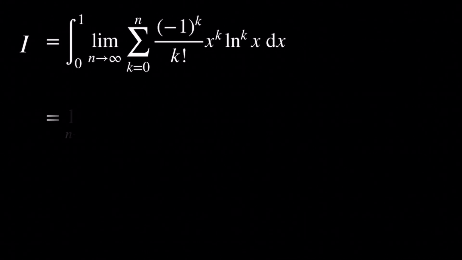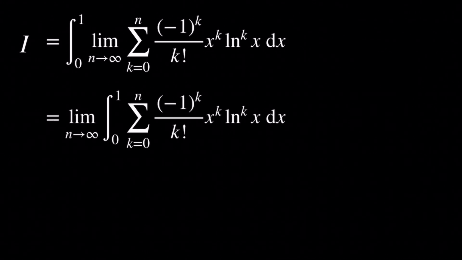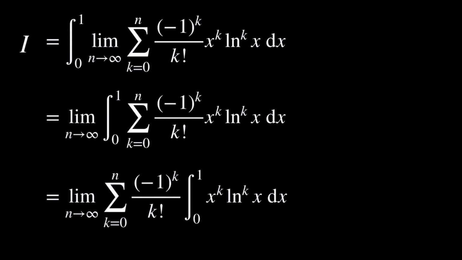So the limit goes outside of the integral, and we get the limit as n goes to infinity of the integral from 0 to 1 of a finite sum. Now, we have a finite sum, and we have a definite integral here, or if you want, an improper integral. So simply by linearity of the integral, the sum can go outside of the integral. And we get the following. We also take out the coefficients. Now what we want to do is use the fact that the limit of the finite sum is actually an infinite sum.